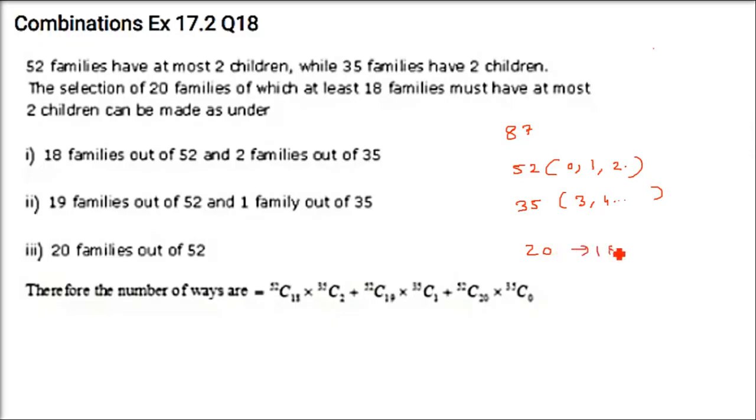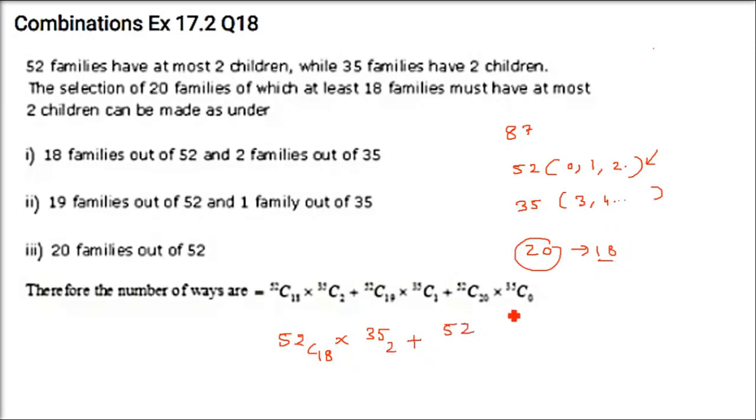At least 18 families must have at most 2 children. So this is 52, at most 2 children. So you have to have at least 18 of them. So you can have 18 from minimum 18, okay? Minimum 18. So you can have 18 from 52, you can have 19 from 52, you can have all the 20 from 52. So if you take 18 out of 52, how many are you going to take from 35 remaining? You have to make it 20. So you will take 2.